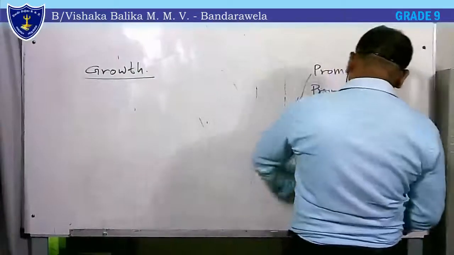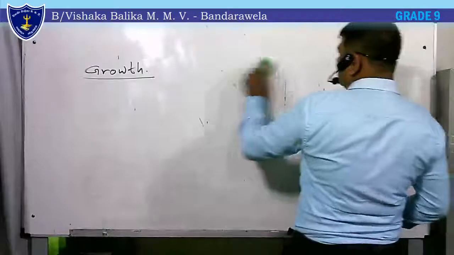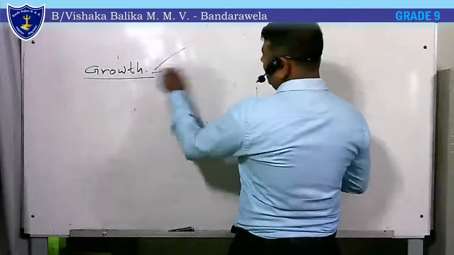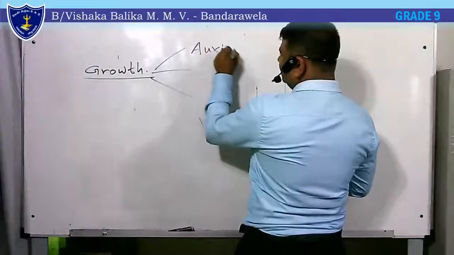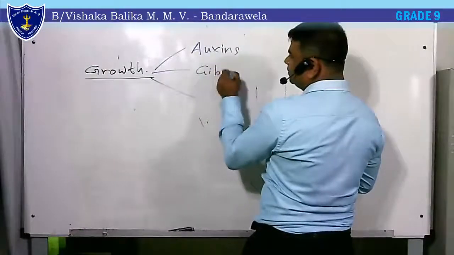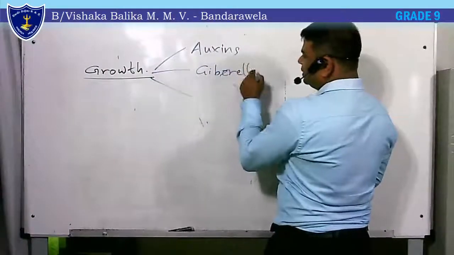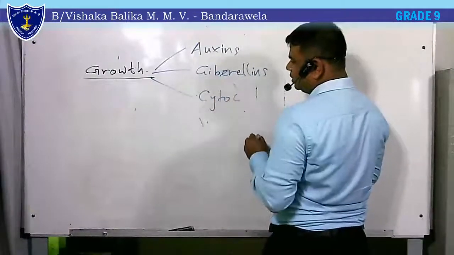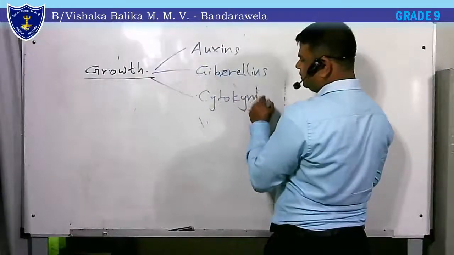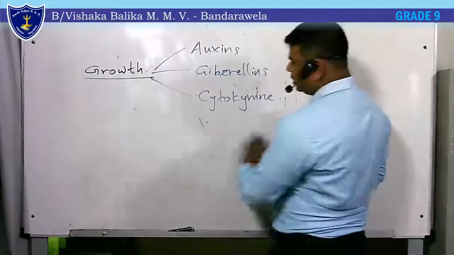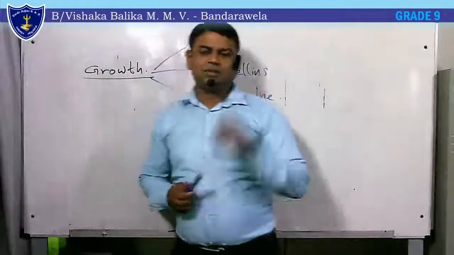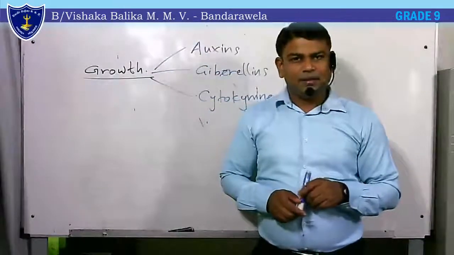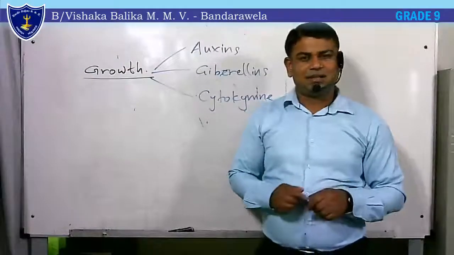Let me explain that. So we can discuss the functions of them like this: auxins, gibberellins, and cytokinins. I think it is kinins. All these three hormones are growth promoters, but they promote growth in different ways, right? They have their unique, separate functions.